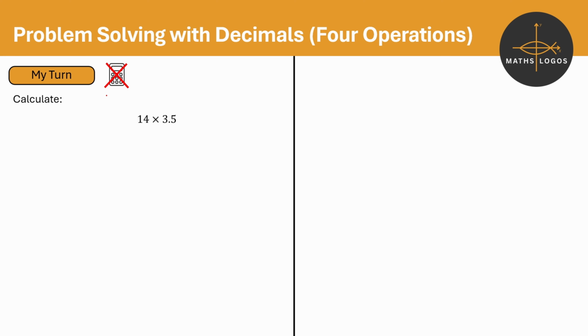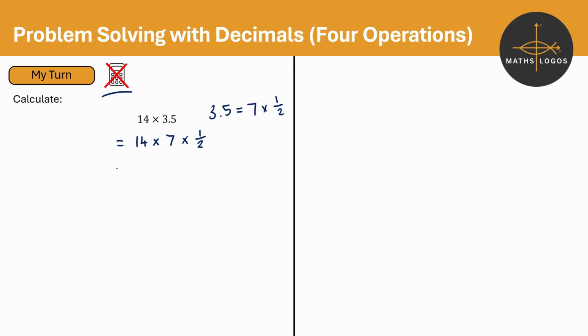The last thing we're going to look at is just a clever way to do this calculation. So here we have calculate 14 multiplied by 3.5. So I want to make this calculation as easy as possible because I don't have a calculator. I'm going to rewrite the 3.5 as 7 multiplied by a half. And that's true because 3.5 is a half of 7. And then I'm going to rewrite my calculation. So instead of doing 14 multiplied by 3.5, I'm going to do 14 multiplied by 7 multiplied by a half.